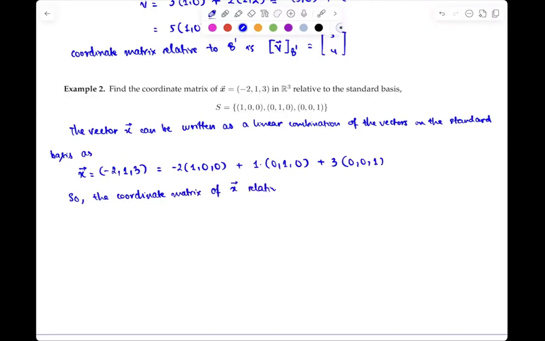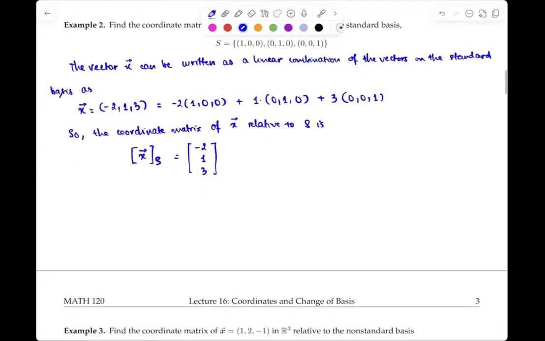Okay. So the coordinate matrix of x relative to S is, you have the vector x, put the bracket around it, then underneath that you have S, which is the basis you're working with. And in this case, the coefficients you can collect are -2, 1, 3. So that's the coordinate matrix.